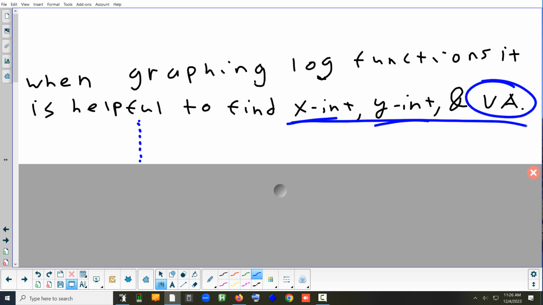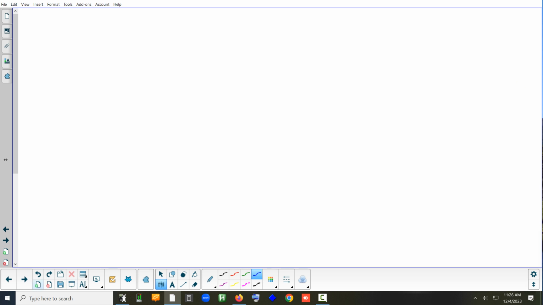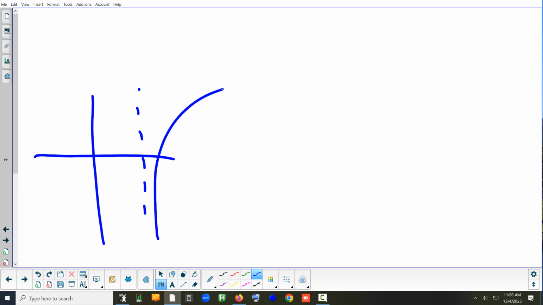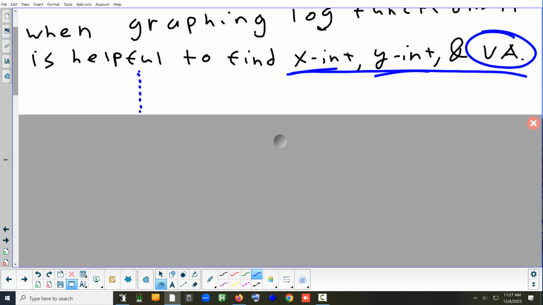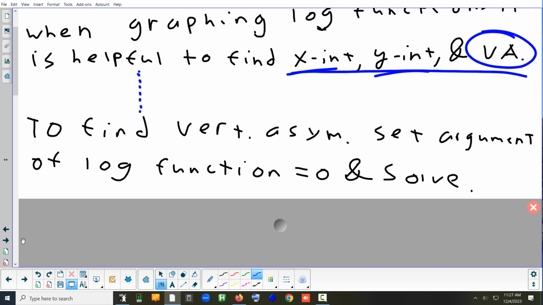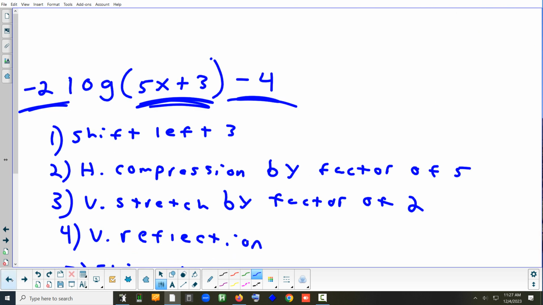Now, you are not guaranteed to cross the y-axis because you could have a log function like this that's never going to cross the y-axis. So that means you will always have an x-intercept. You may or may not have a y-intercept. Okay. Vertical asymptote, you will always have that. Okay. So how do you find the new vertical asymptote? Well, the only thing that can affect the vertical asymptote is stuff that's inside the argument, right? Think about if you have a vertical line and you shift it down 4.